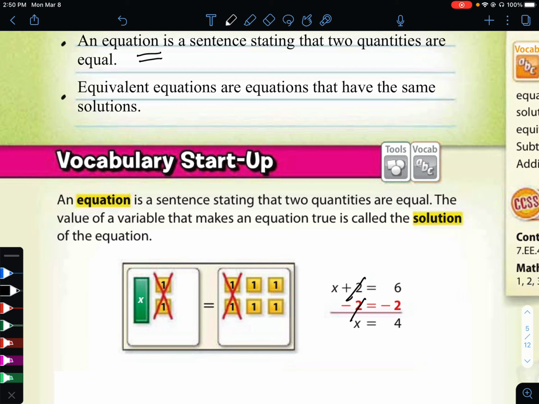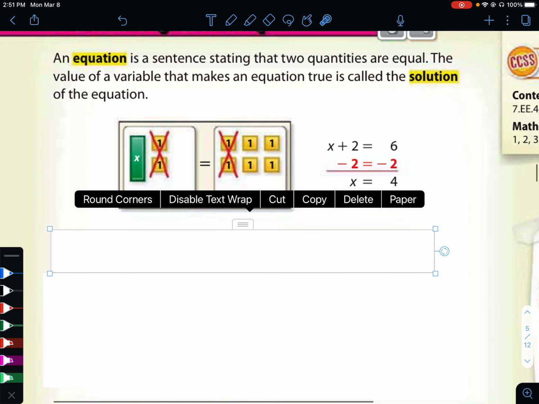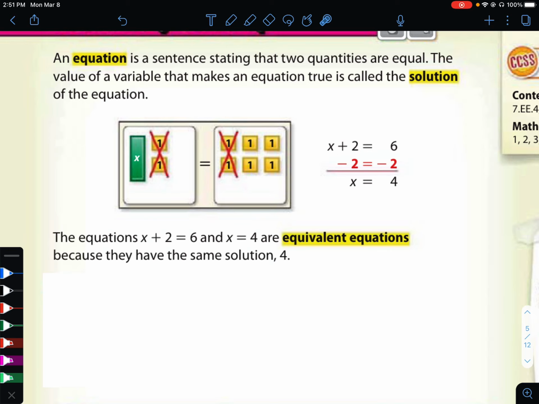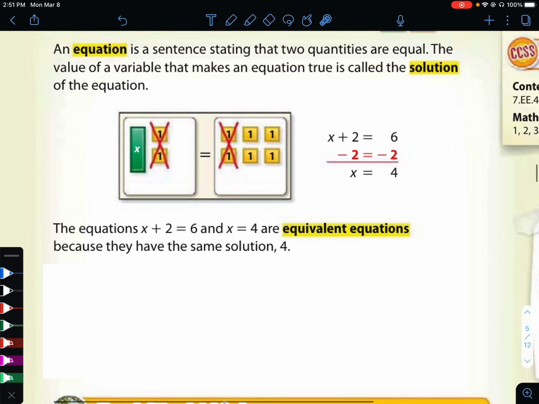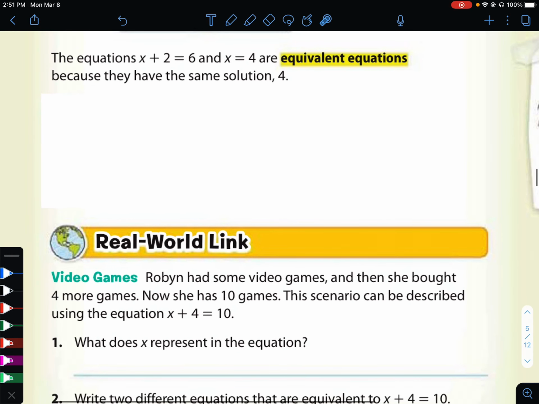And therefore, if you go back to the definition of equivalent equations, x plus 2 equals 6 is equivalent to x equals 4 because they have the same value. x will have the same value for x plus 2 equals 6 and x equals 4. And that's basically what it's saying here at the bottom, where the equations x plus 2 equals 6 and x equals 4 are equivalent equations because, again, they have the same solution, which is 4. Okay? So let's do a little bit of an exercise here.